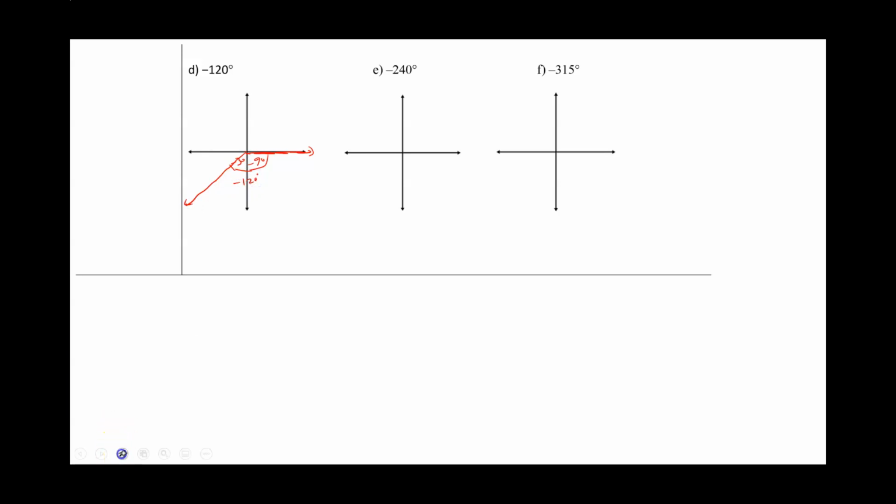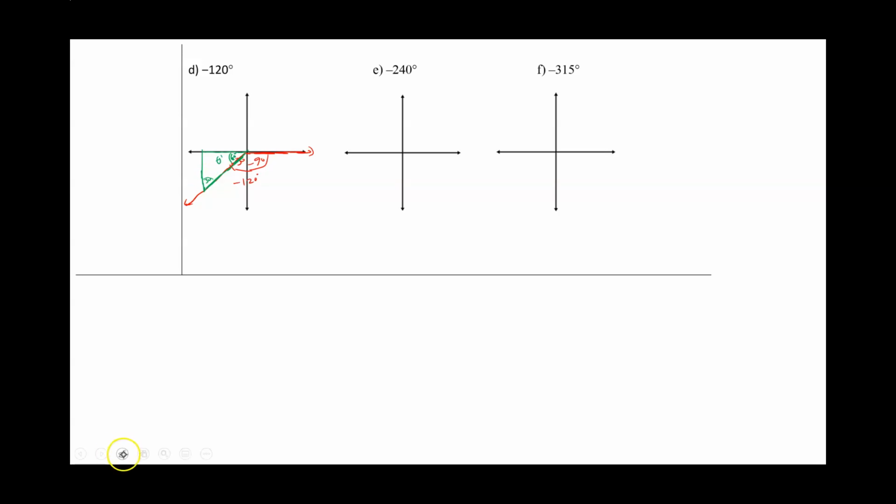So what I want to do is take a reference angle. I'm going to take the terminal side and go up to the x-axis. And this is my theta prime, my reference angle. So if this is 30, then my theta prime has to be 60, because 30 and 60 have to make 90. So I have a 30, 60, 90 right triangle.